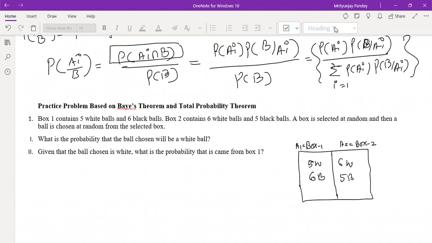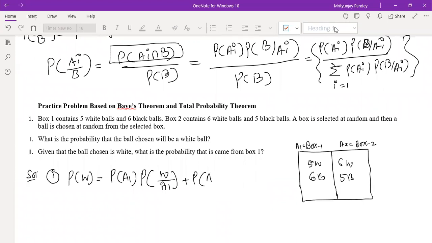I mean, your first question is probability of white ball. So according to your first part, first of all write the formula, probability of white ball. So first of all you have to choose the box 1 and select white ball from box 1. Understood? In same way you can write, first of all you have to choose box 2 and write probability of white from box 2. Any doubt?